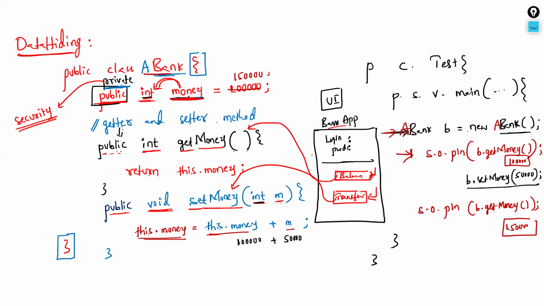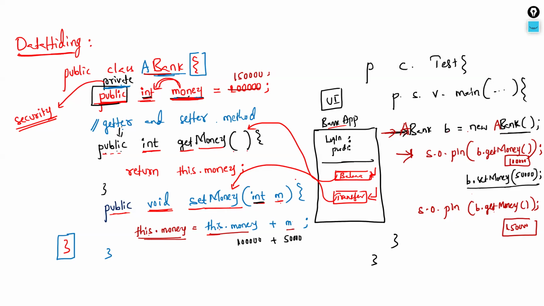What are the rules for getters and setters? Getters and setters must be public. The getter's return type should be the same as the private variable type, and the get method name should be get followed by the private variable name, which will not take any input. It will only return with the help of the return keyword.